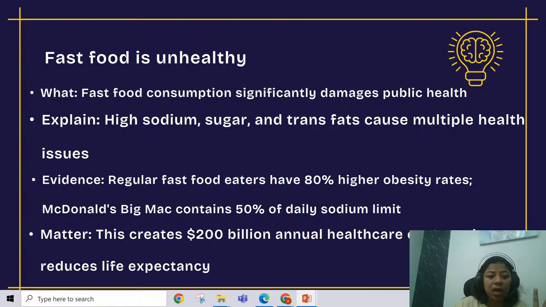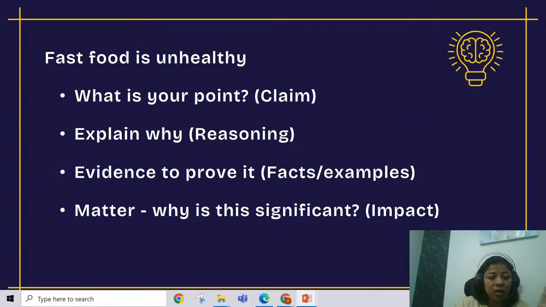And this is how a developed point looks like. Sometimes you are not supposed to write this big answer, but you are supposed to touch base upon all the points I have given. That is WEEM: what, explain, why, evidence to prove, and matter. Why is it significant?